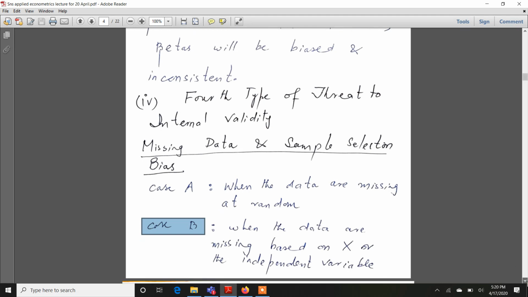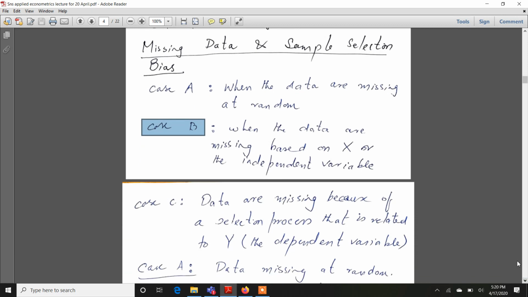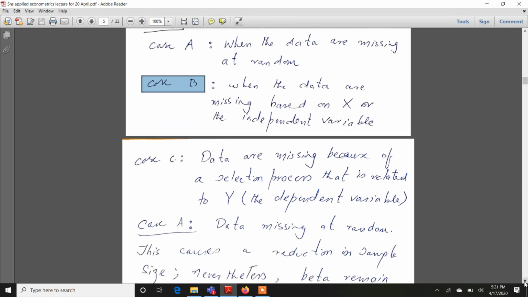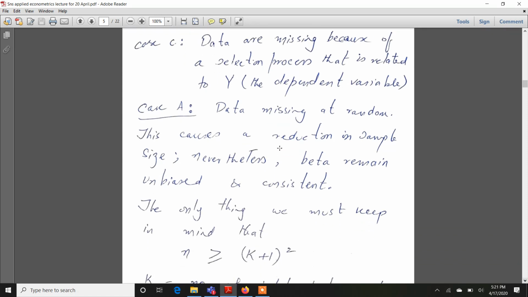We will discuss these in detail one by one. Case C is when the data are missing because of a selection process that is related to the dependent variable. For now, if you don't understand the repercussions of these cases, we will discuss them one by one. So let's start with case A, which is data missing at random.